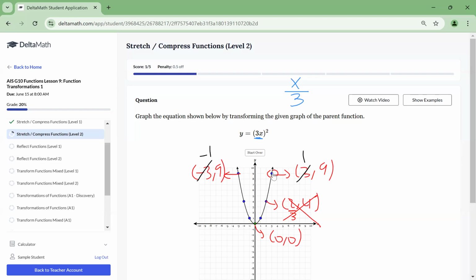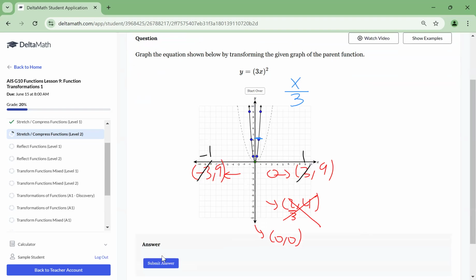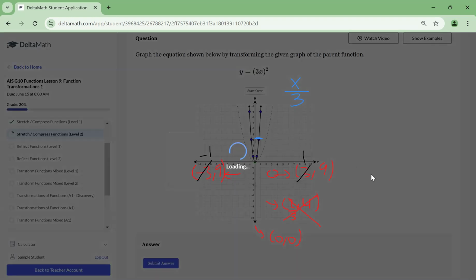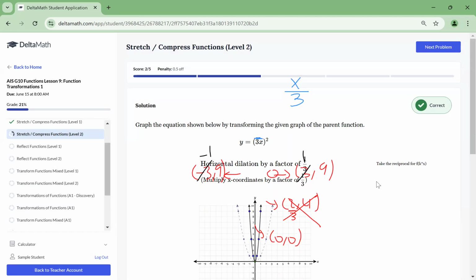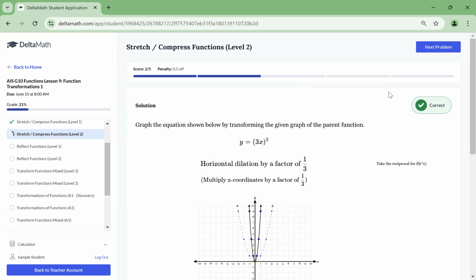So I move from 3, 9 to 1, 9. And you see that the other point is now at negative 1 as well. Of course, the 0 will remain as a 0, so it doesn't really matter. And we submit. Let's try the third one.